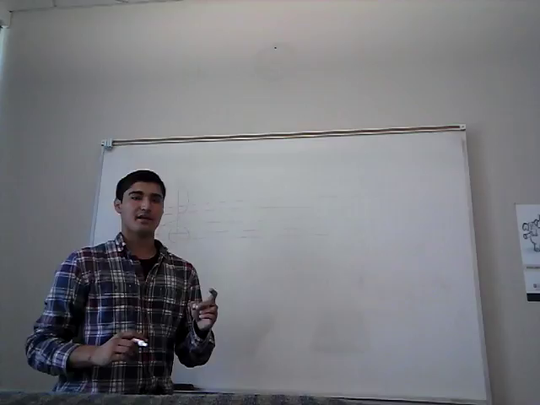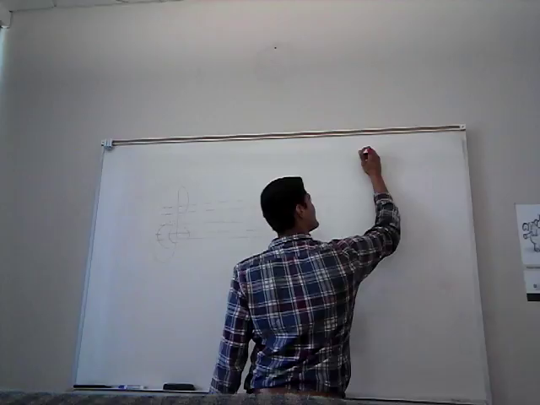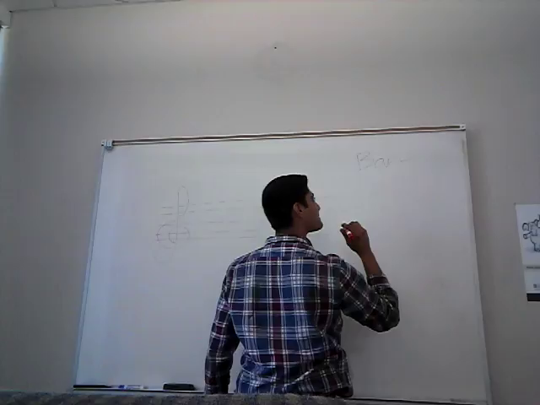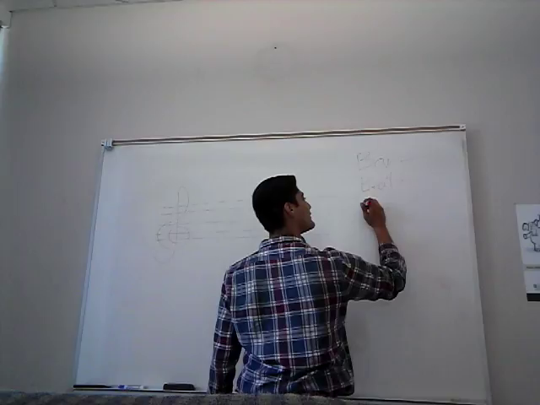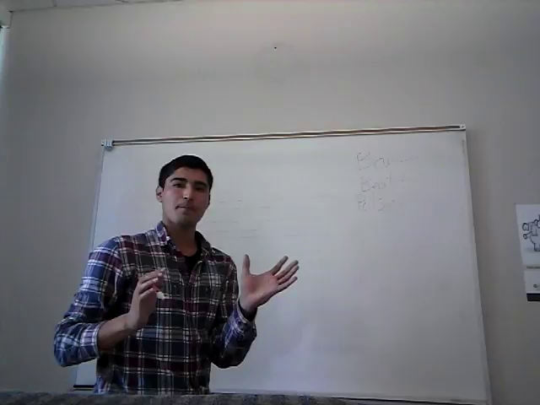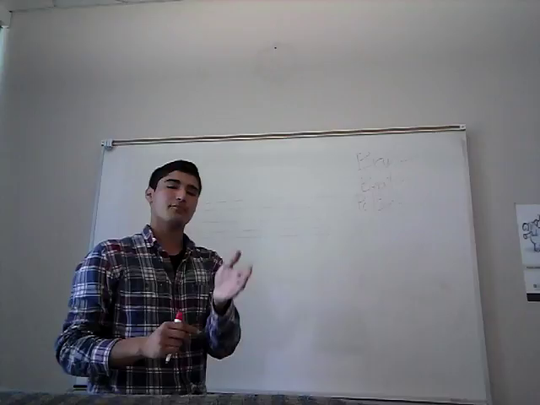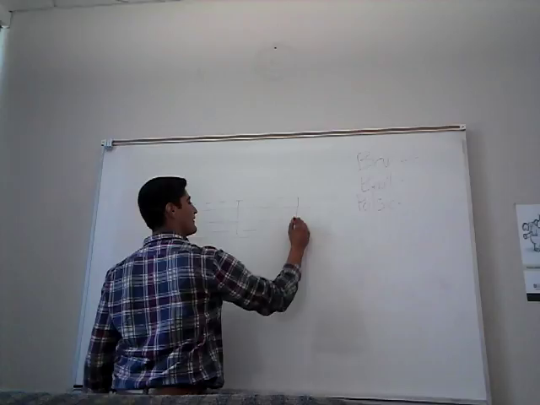Some words that I want to write out for you to keep in your notes are bar, beat, and pulse. A bar is typically separated by the lines on the 5 lines of music. So it'll look like this. Here's one bar, bar 2, and this would be bar 3.